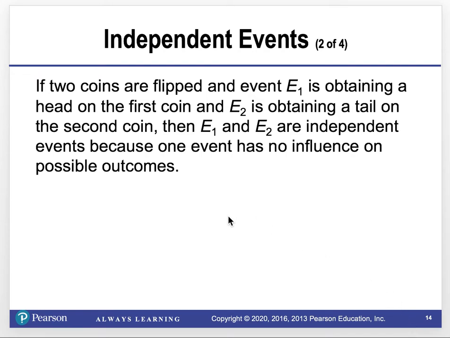If 2 coins are flipped, an event E sub 1 is getting a head on the first coin, and E sub 2 is getting a tail on the second coin, then E sub 1 and E sub 2 are independent events because one event has no influence on possible outcomes. You flip a coin and then you flip it again. It doesn't matter what you got on that first toss. You still have a 1 out of 2 shot of getting a heads or a tails on that second toss.